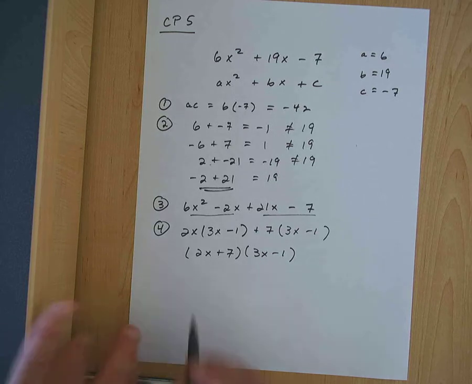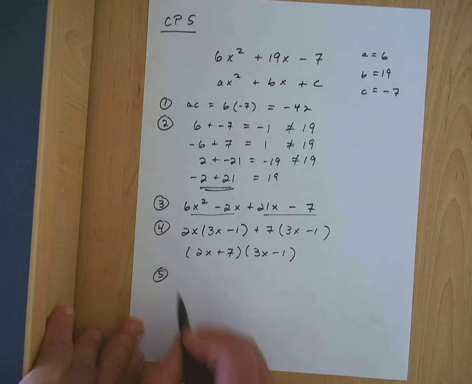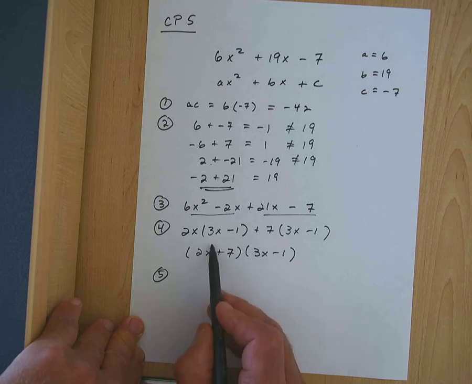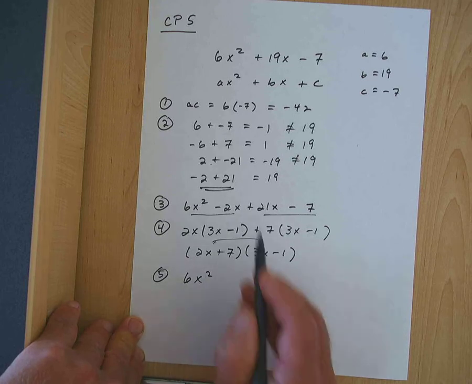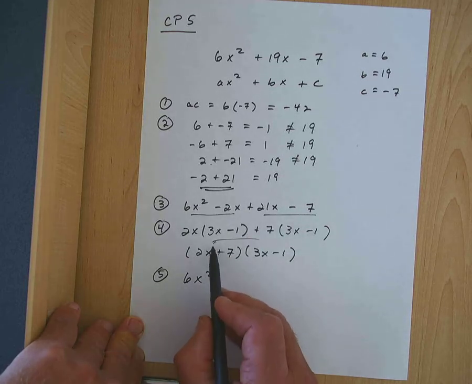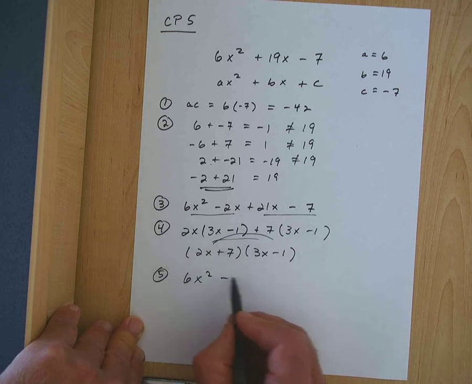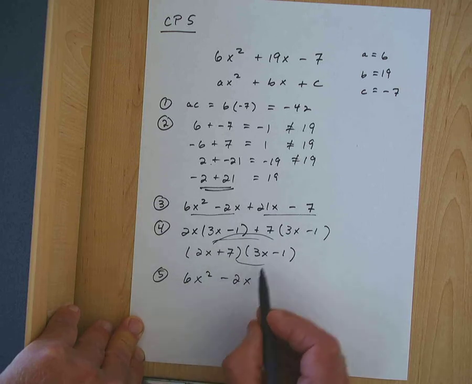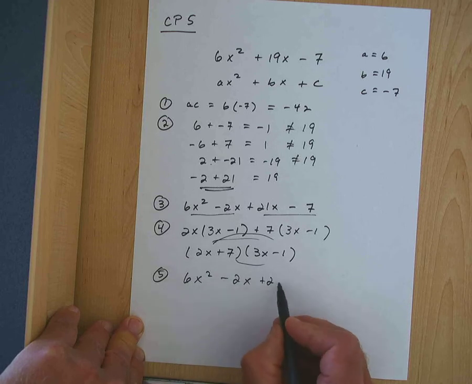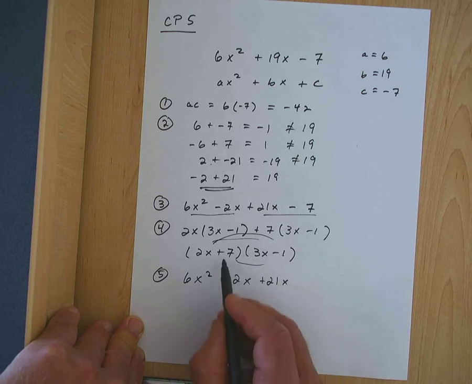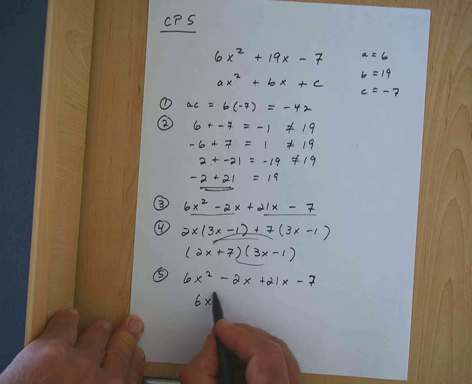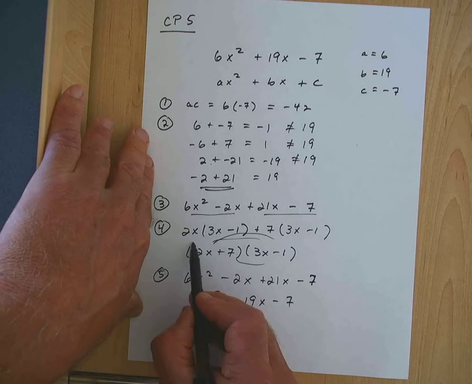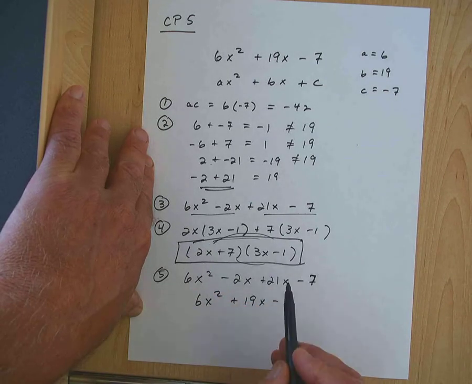But we should check it using FOIL. So let's do that. Multiply the first terms, 2x times 3x, we're going to get 6x squared, because it's our first term. Multiply the outer terms, 2x times negative 1, we're getting negative 2x. Multiply the inner terms, 7 times 3x gives you 21x. And multiply the last terms, 7 times negative 1 gives you negative 7. If you simplify that, we get 6x squared, put these two together, plus 19x minus 7. So that does check, and so these would be our factors for that polynomial.